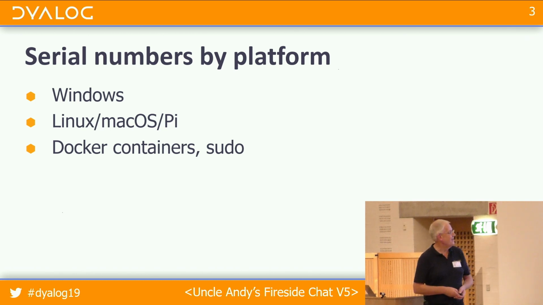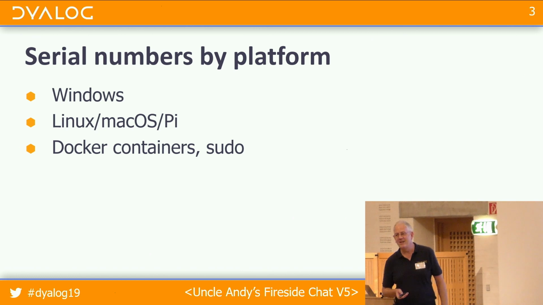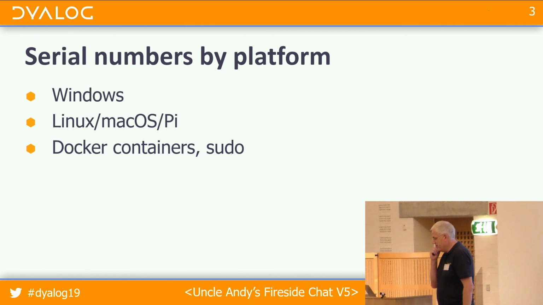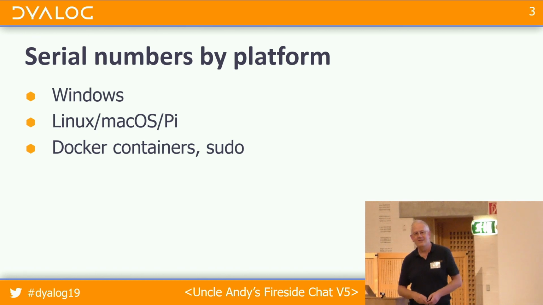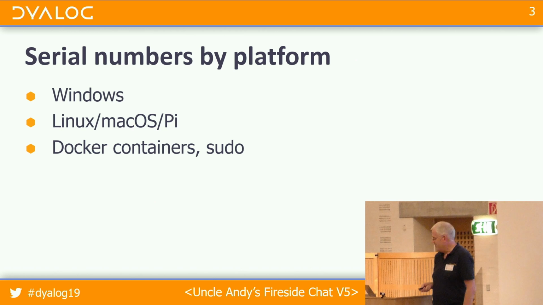So, serial numbers by platform. I'm going to talk about Windows, and I'll talk about Linux and Mac and Pi. After all, Pi is just Linux on a different hardware chip, and Docker containers and sudo. You'll notice that AIX doesn't appear in that list, and that's because Dyalog APL for AIX is considered to be a server version. I do not believe that in history we've ever had someone who wants a non-commercial or personal license for AIX. There are some individuals who do have their own AIX machines at home, but they fell off the back of a lorry or something like that, so they again don't count.